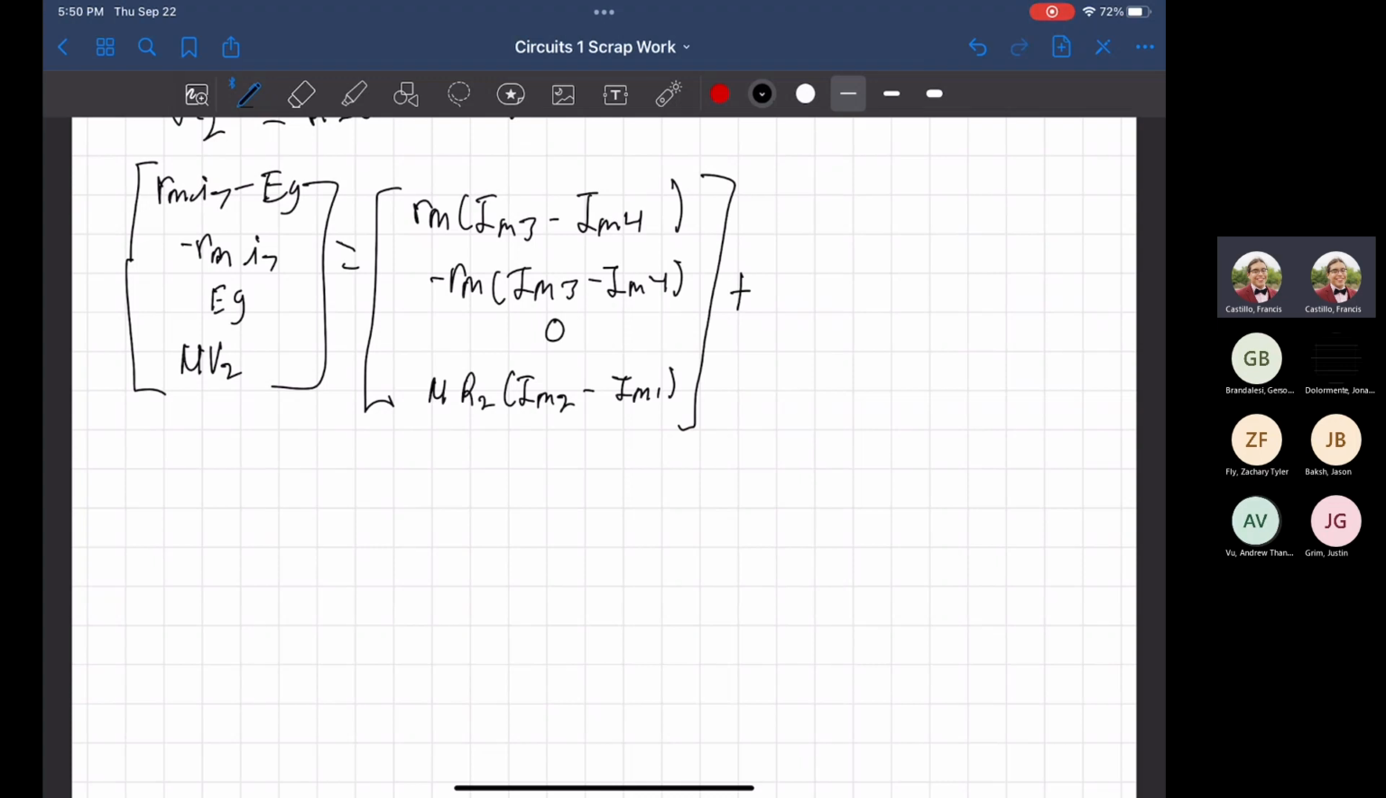So according to Dr. Russell's materials, the final vector form we want to have is where we separate the dependents. So these are all our dependent sources, and we just add it together with the independent sources.